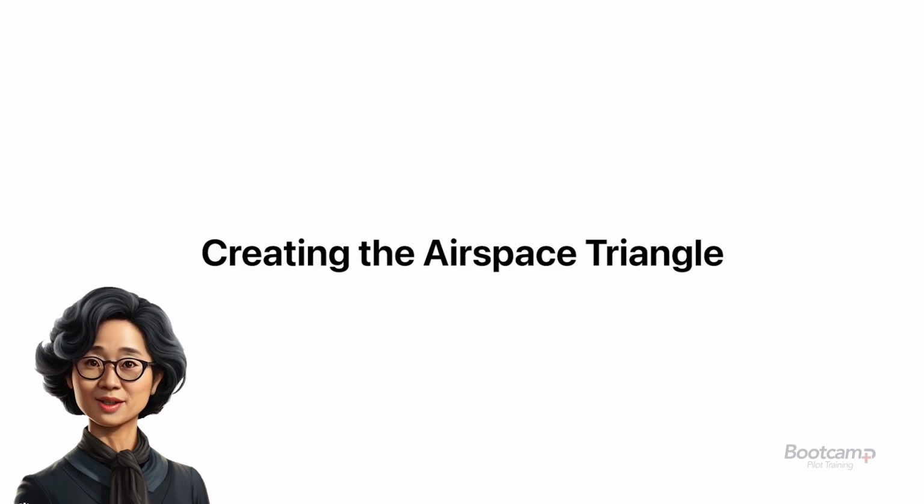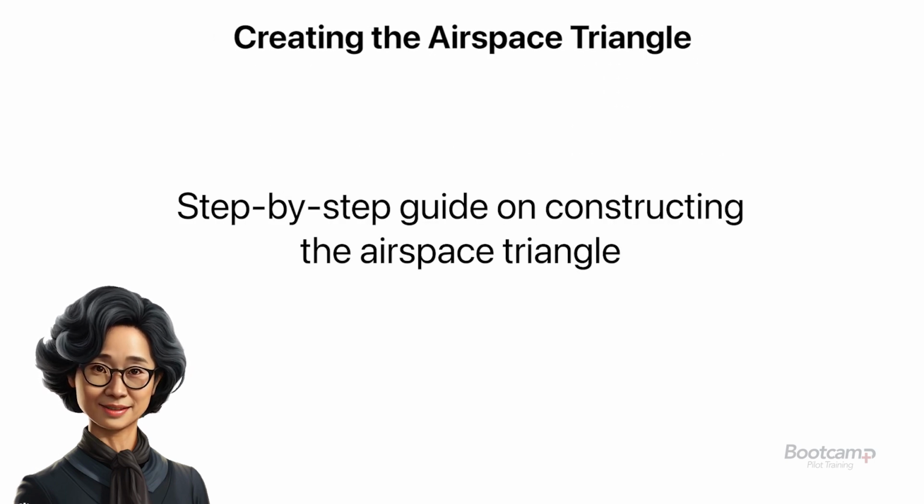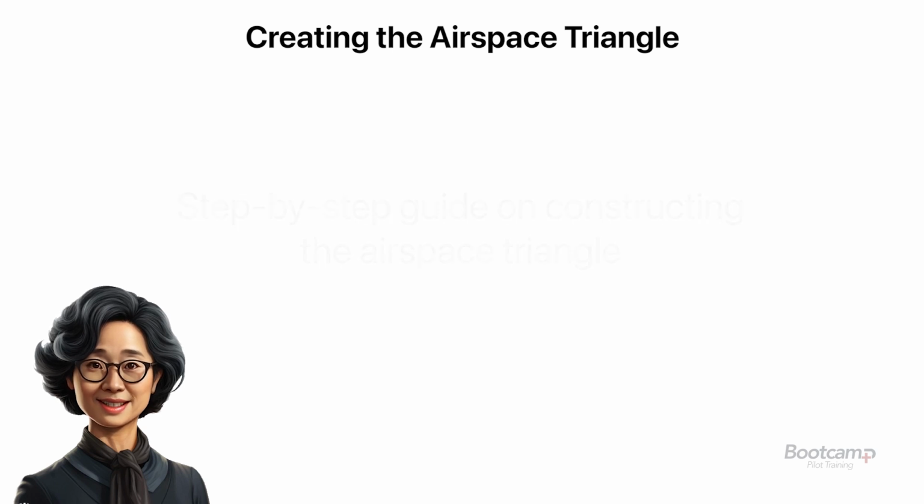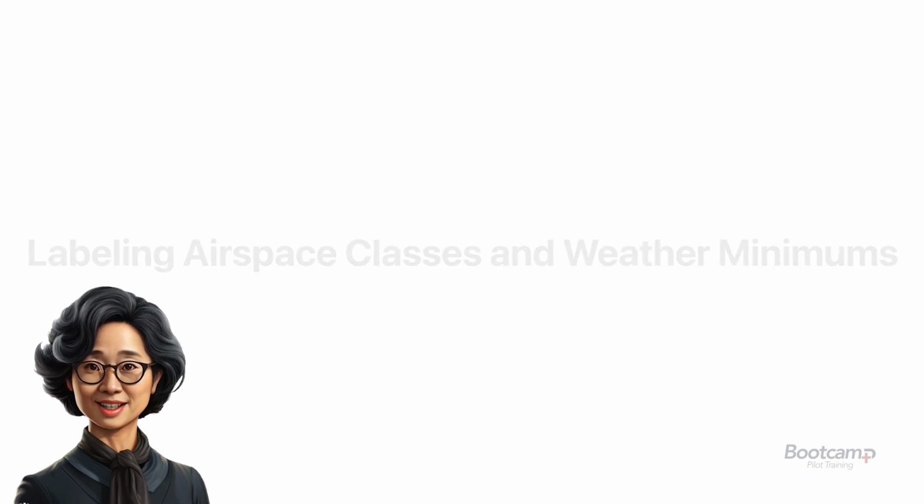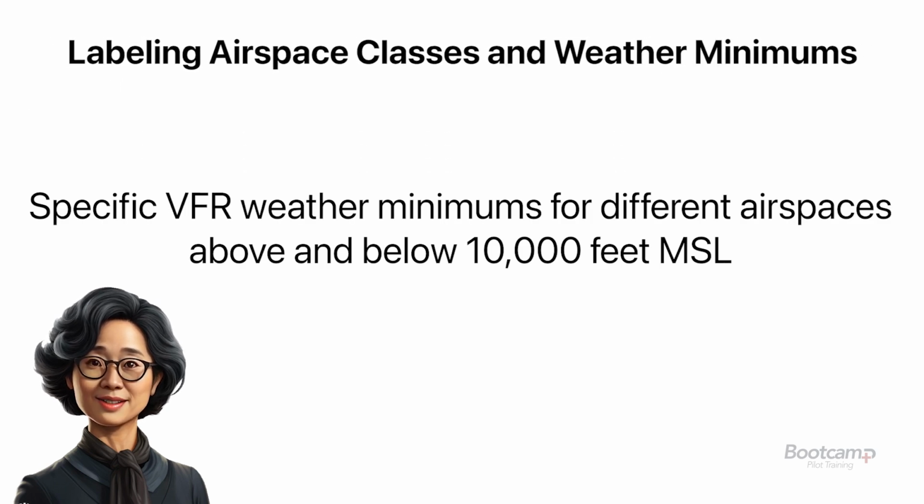To craft your airspace triangle, start with a basic triangle representing the overarching structure. Within this, divide the space to illustrate differences in requirements above and below 10,000 feet MSL and separate it into specific airspaces. This layout defines altitude levels and visually differentiates between the areas pilots will encounter, from the ground up to the stratosphere. Each segment of your triangle will detail visibility and cloud clearance specifics.